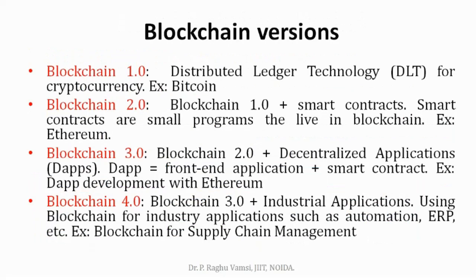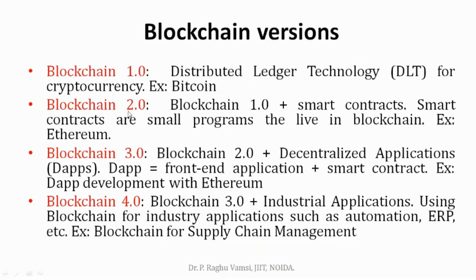Now, as blockchain has been popularly used in many businesses, there are 4 different versions of blockchain. This must be known to you. Blockchain version 1.0 is distributed ledger technology. Only DLT technology is this, and it is especially designed for cryptocurrency. So blockchain version 1, the blockchain pattern that was used by Bitcoin, is said to be the first generation blockchain, which is called blockchain version 1.0.